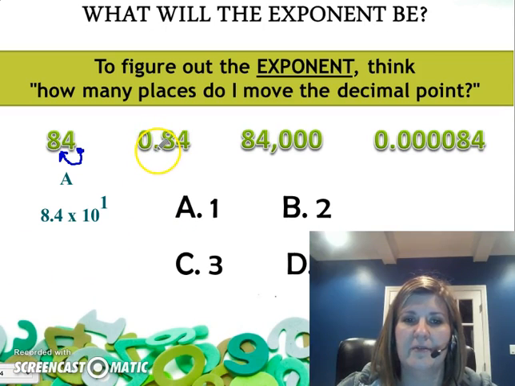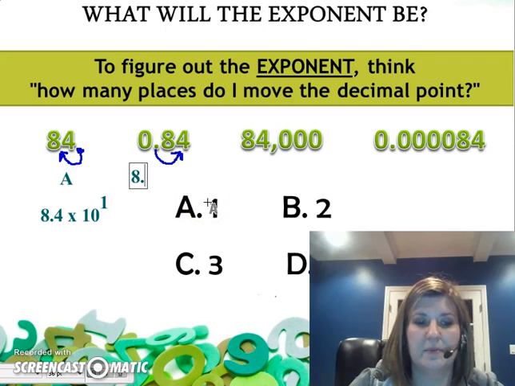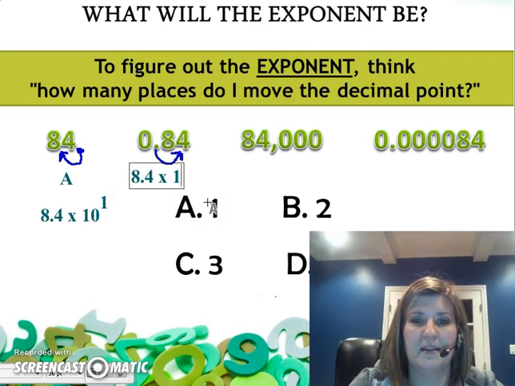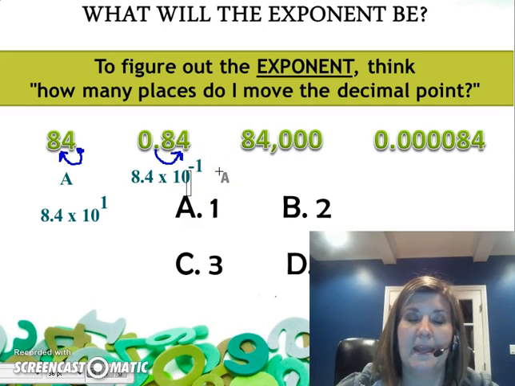Okay, here we have a decimal to the left, and so we need to move it to the right. This starts out as a decimal, which means it's a smaller number. We already said this is going to be a negative exponent. The number is going to be 8.4 times 10 to the minus 1, because we moved it one place and we had to move it from being a decimal, so it's negative.